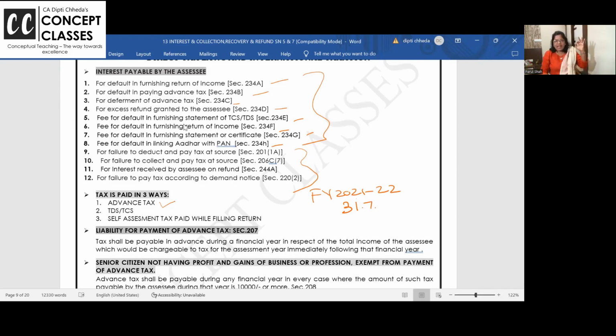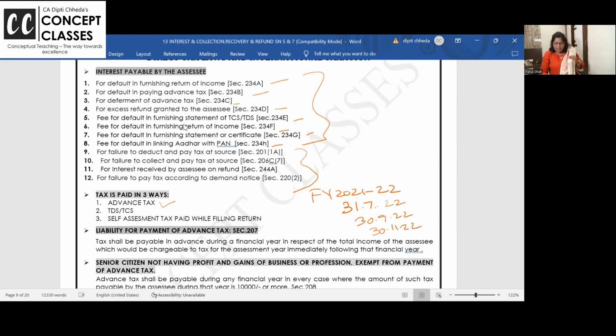Financial year 21-22. What is the due date of filing the return, dear students? Generally 31st July 22 for non-audit cases. For audit cases, it's 30th September, and for transfer pricing and international taxation cases, this.